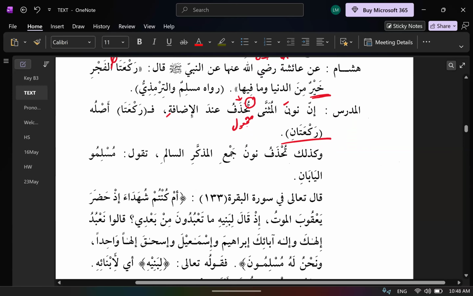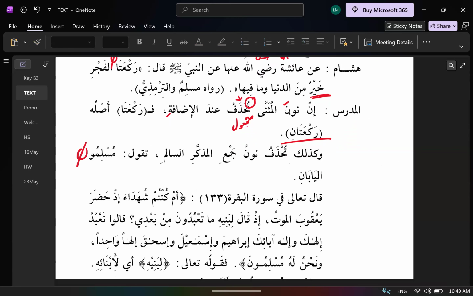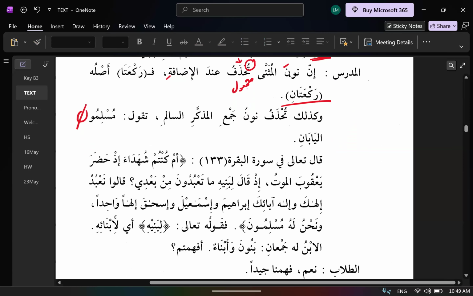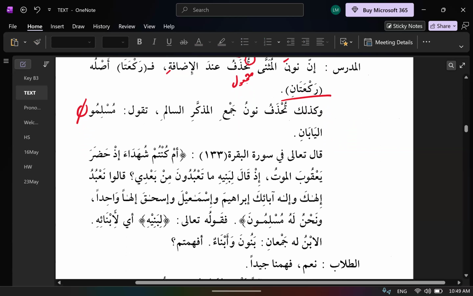وَكَذَلِكَ تُحْذَفُ نُونُ الْجَمَعِ مُذَكَّرْ سَالِمْ. And likewise, the noon of Jama Muzakkar Salim gets dropped. You say, "Muslimu al-Yabani," Muslims of Japan. Noon got dropped. Muslims of Japan. Qala ta'ala fi surat al-Baqarati, "Am kuntum shuhada'a idh hadara Yaqub al-Mawtu." So where is my file for hadara? Who is present?